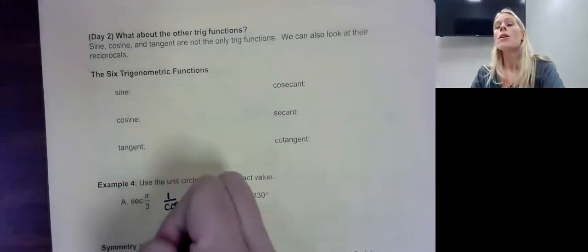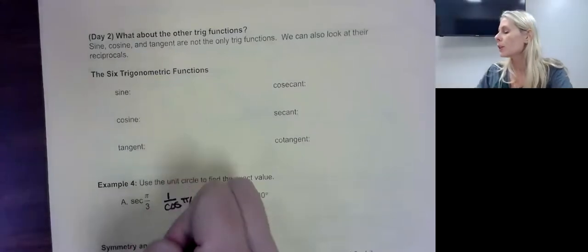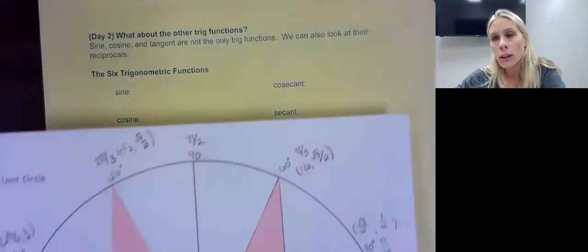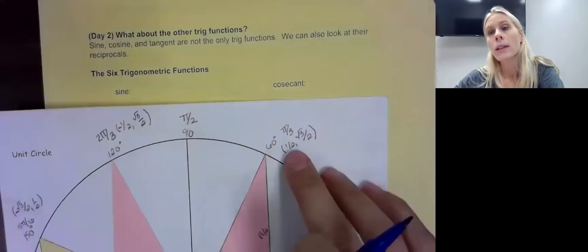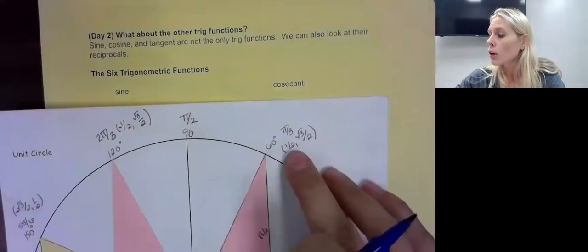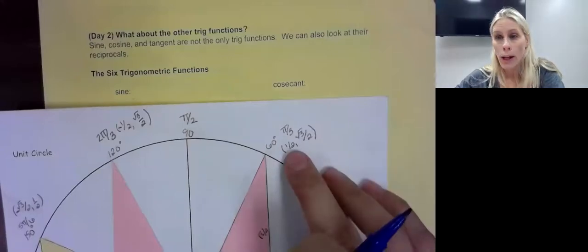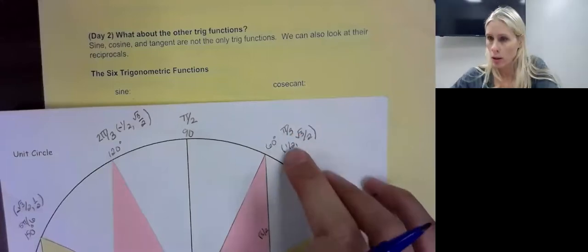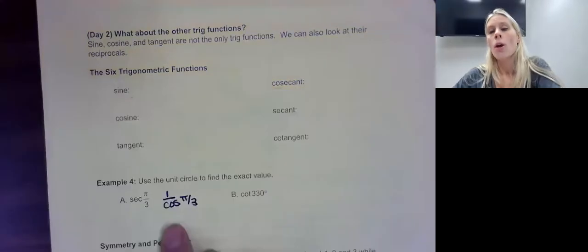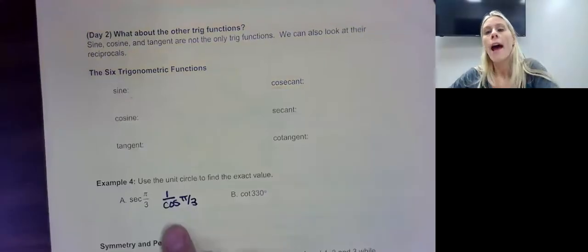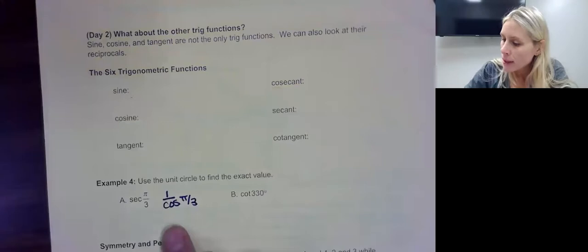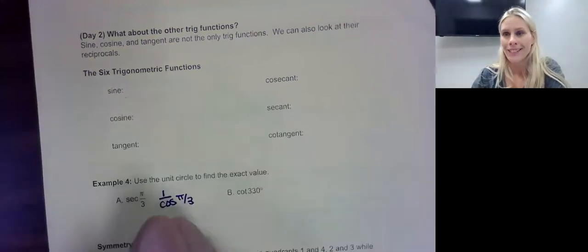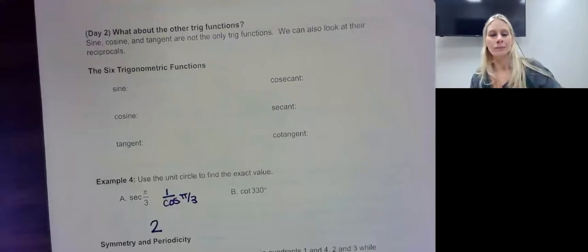In other words, when we're looking at our unit circle and our coordinate pair, the first point in our coordinate pair is our cosine. So cosine at pi over 3 is 1/2. Well, we need the reciprocal of cosine. So we flip that fraction of 1/2 and what do we get? The value of 2. We're done. That's how we can use our unit circle.